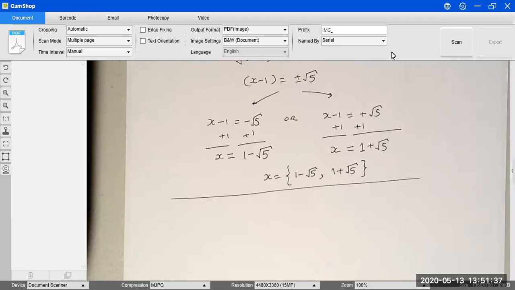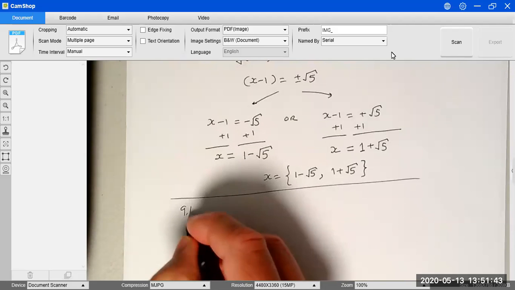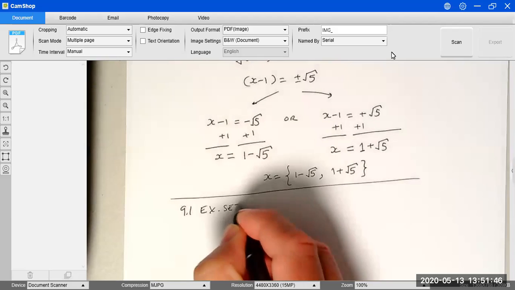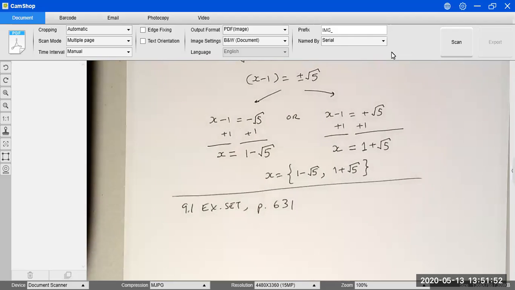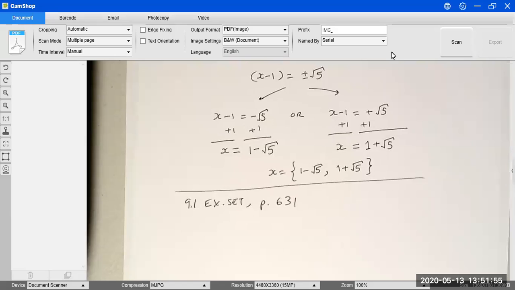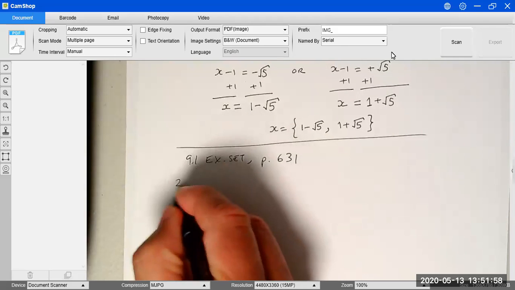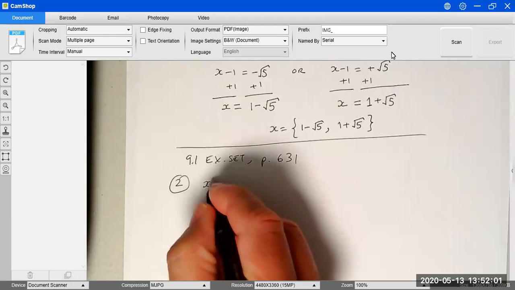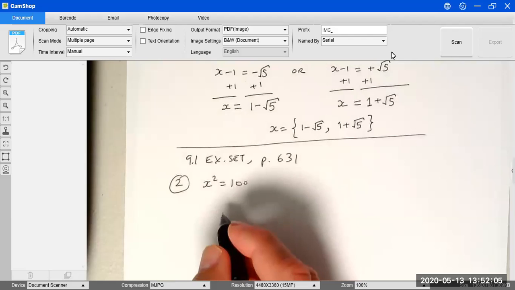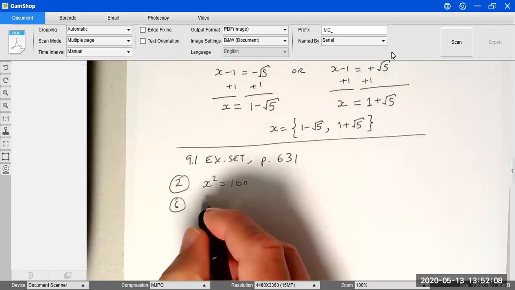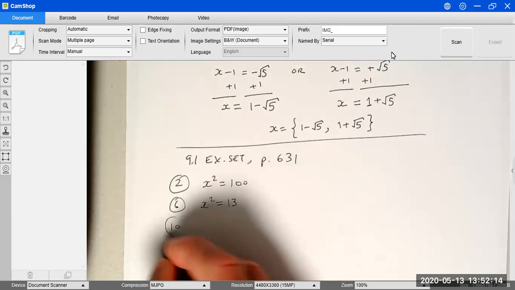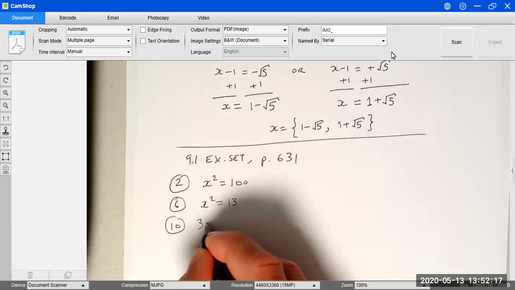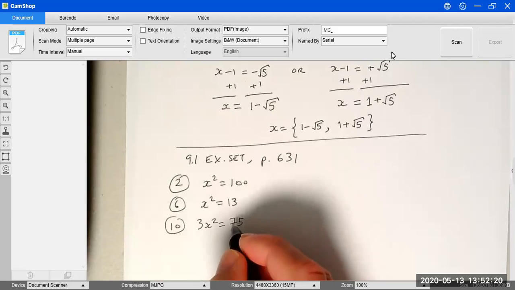So now you're going to work exercises from the 9.1 exercise set on page 631. I have many exercises for you. Let's see. The first one is x squared equals 100. Then number 6 is x squared equals 13. Number 10 is 3x squared equals 75.